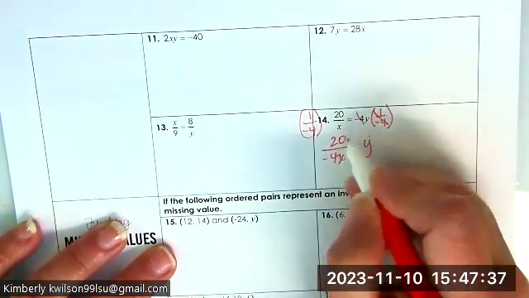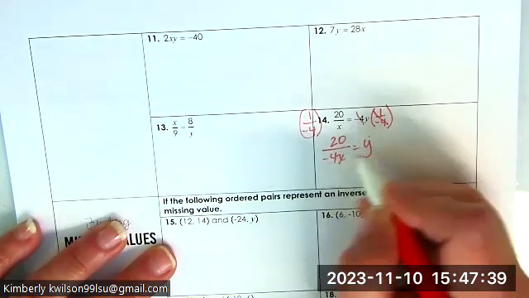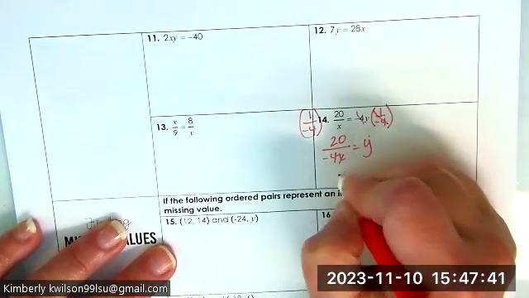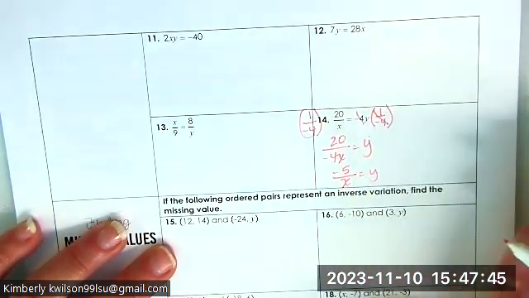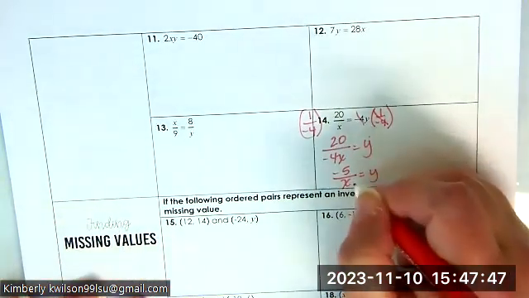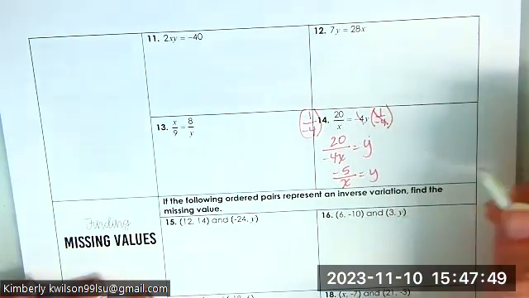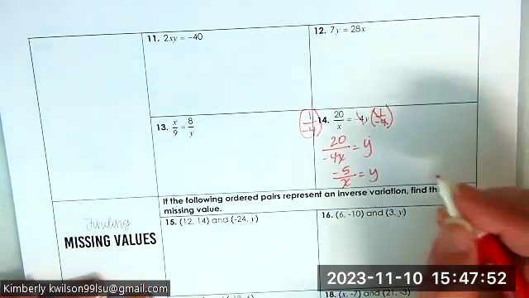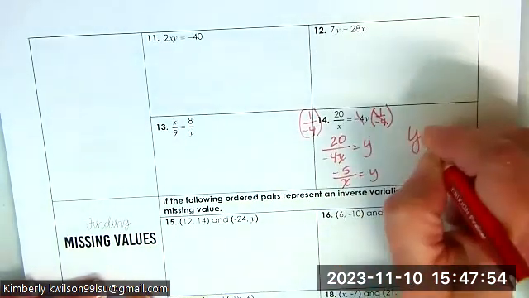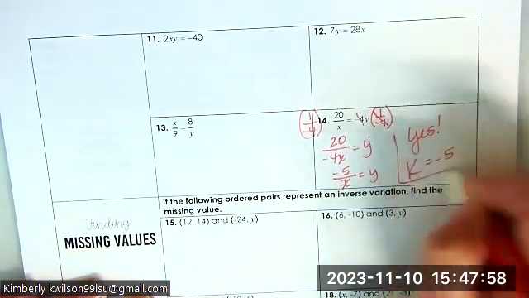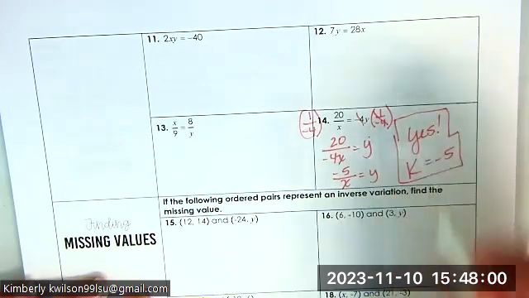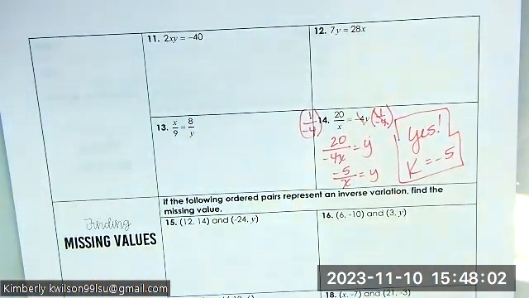Well, I can simplify this, because 20 divided by -4 equals -5 over x equals y. Oh, this looks like inverse variation form. So therefore, this is a yes, and my k equals -5. Next.